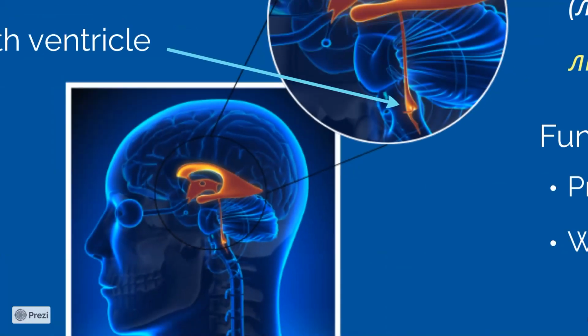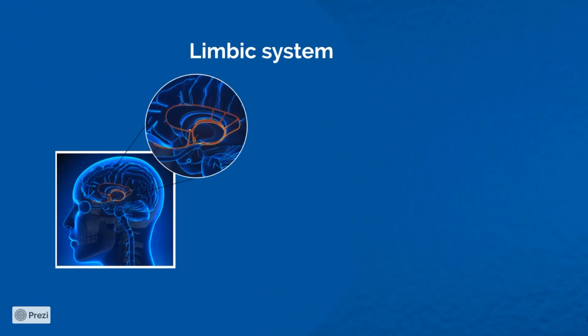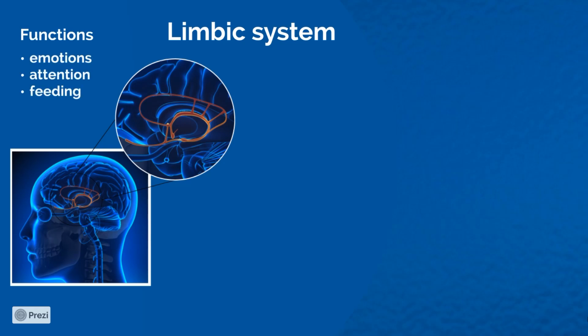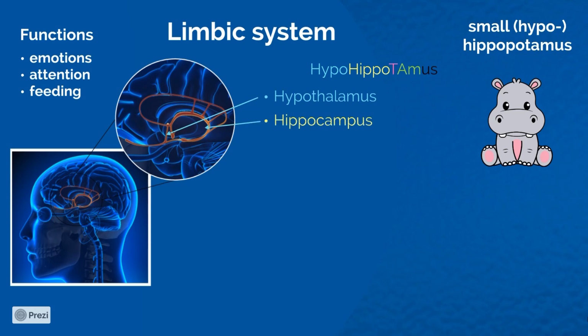Let's move on to the next system inside the brain, that is the limbic system involved in emotions, attention, and feeding. Speaking about its structure, let me offer you a kind of an acronym which you can use to remember it better. Here is the visual example. It's a hippo, but the full term is hippopotamus. As you can see, it's a small hippo, and Latin part with the meaning small is hypo. That's why it's a hypohippotamus. Such neologism stands for hypothalamus, hippocampus, thalamus, and amygdala.